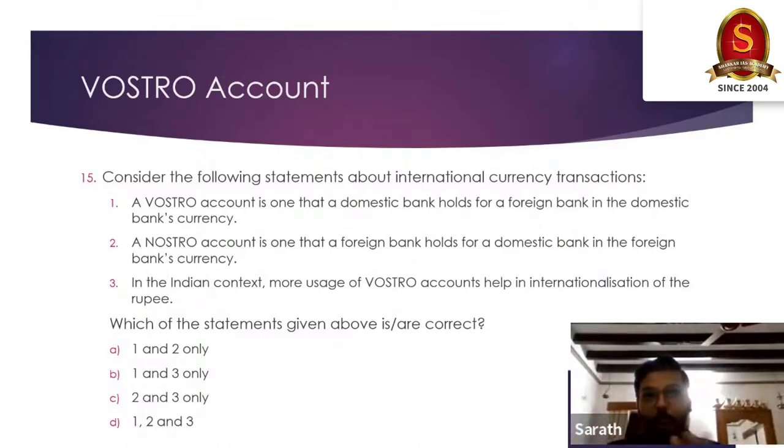Look at the first statement. Vostro account: a foreign bank holds an account in the domestic bank, in the domestic bank's currency. So if more Vostro accounts are opened in India, it means that more and more countries are accepting Indian currency for transactions, which means greater international use of the rupee. That is what we refer to as internationalization of the rupee, or usage of the rupee in international transactions. So all three statements are correct.